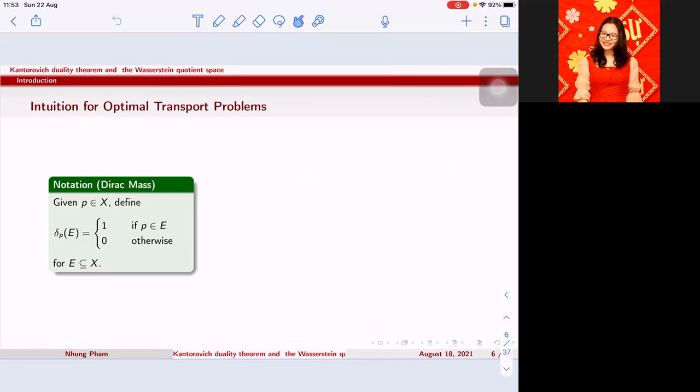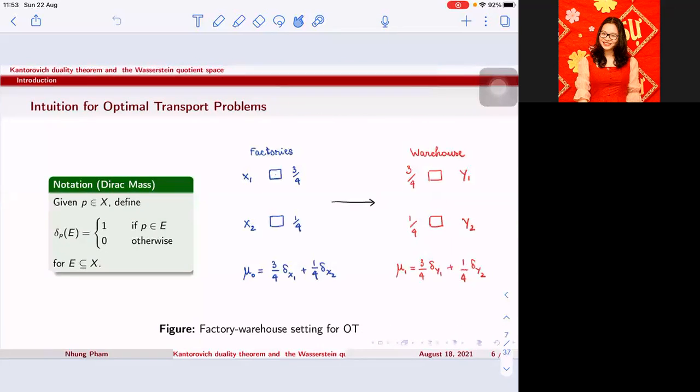First of all, I will introduce a notation that I will use throughout my talk. This is the Dirac mass, also known as the point mass. Given a point p in a set X, we define the function delta_p of E to be 1 if p is in E and 0 otherwise, for all subsets E of the set X.